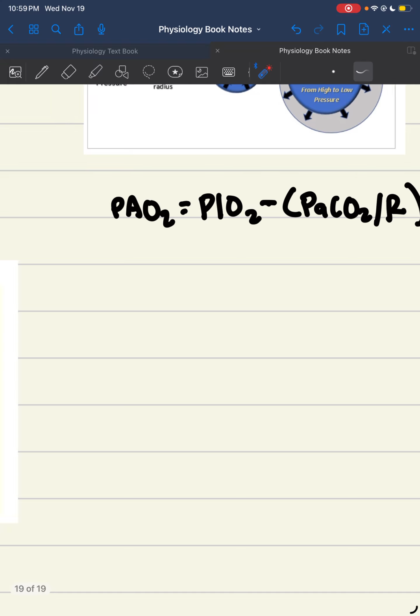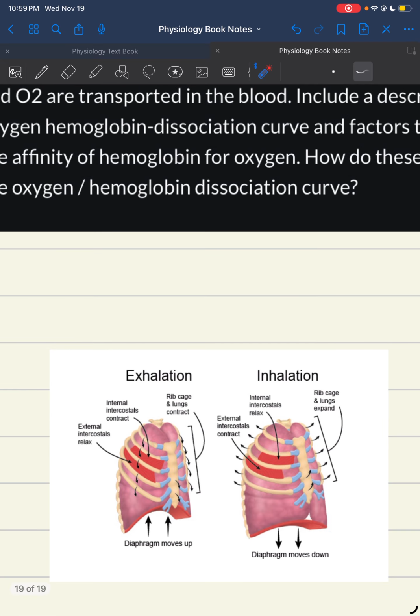Transport of oxygen and carbon dioxide. 98% of oxygen is bound to hemoglobin. 2% is dissolved in plasma.